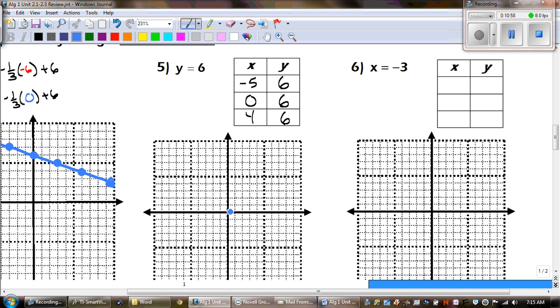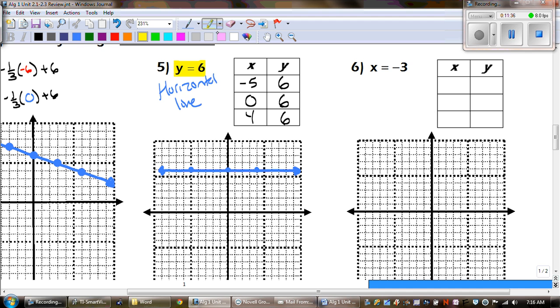I have -5, 6, 0, 6, and then 4, 6. What type of line does that make? Yeah, that's a horizontal line. Okay, so when you see, I'm getting ready to use my ruler, draw my straight line, just a y equals all by itself, know that this is going to be a horizontal line.